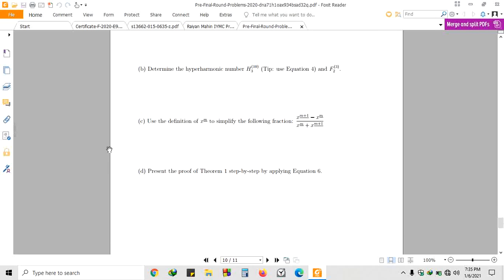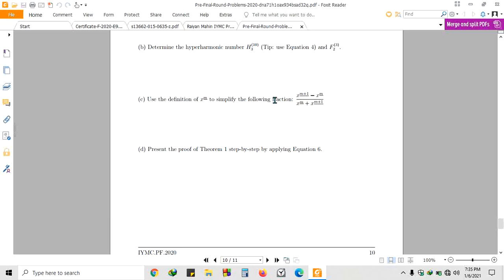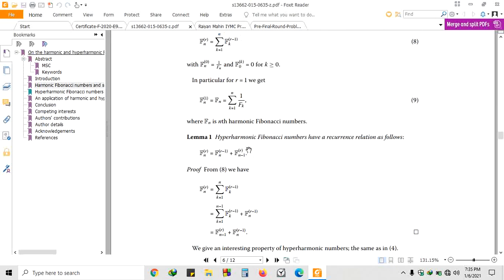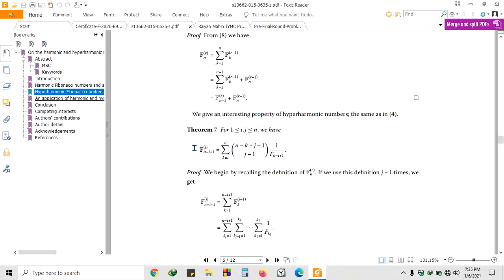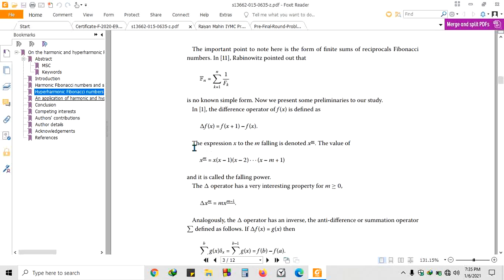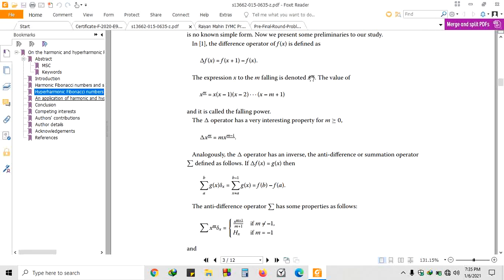Okay, so the next problem, C, was: we are given a following fraction and we have to simplify it. We can see in the paper that x to the power m bar is equal to x into x minus 1 into x minus 2 and goes on, and the last term will be x minus m plus 1. So using this line we need to solve the following fraction.